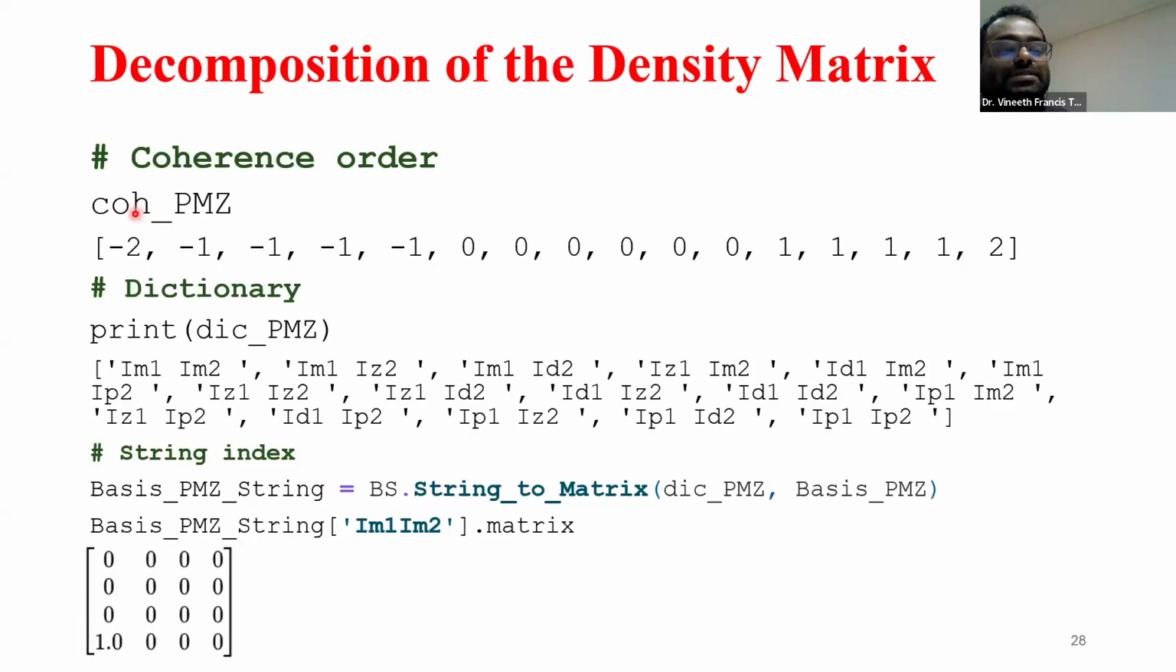So it will give you the coherence order. So we are sorting from negative to positive. And in the dictionary, it will give the 16 product operators, I minus 1, I minus 2, IZ1, IZ2, 16 product operators. Now, if you want to call the operators by this dictionary, you can use the string to matrix function. It will create another list of objects, and you can call your product operator by their name. And to see matrix form, you can type dot matrix.